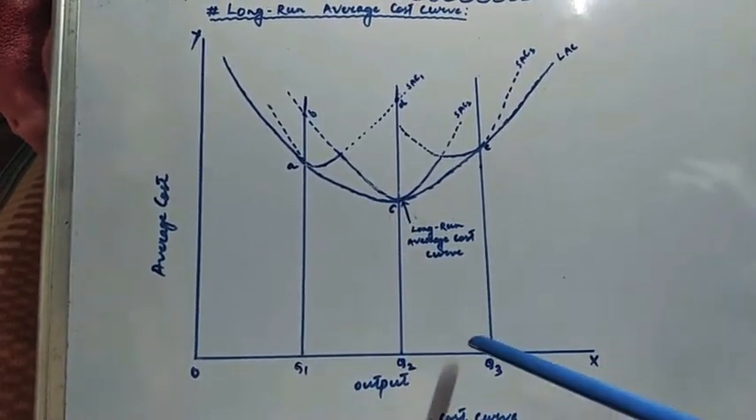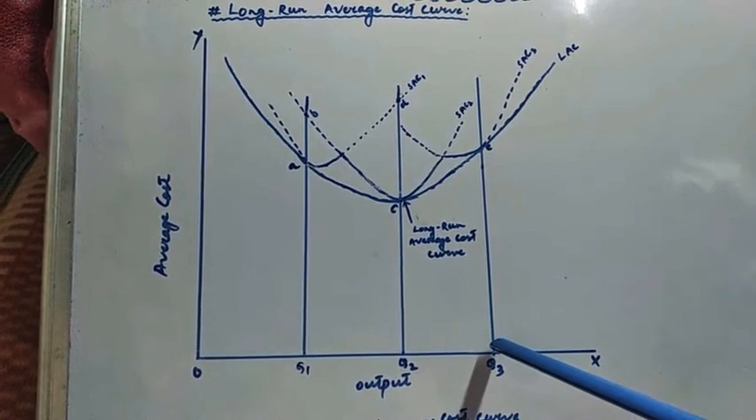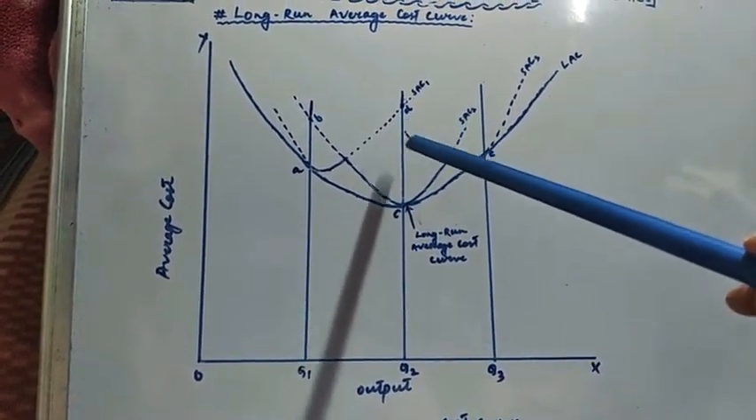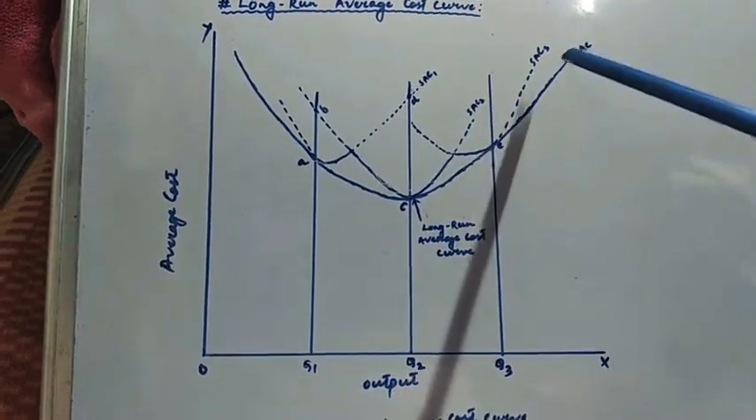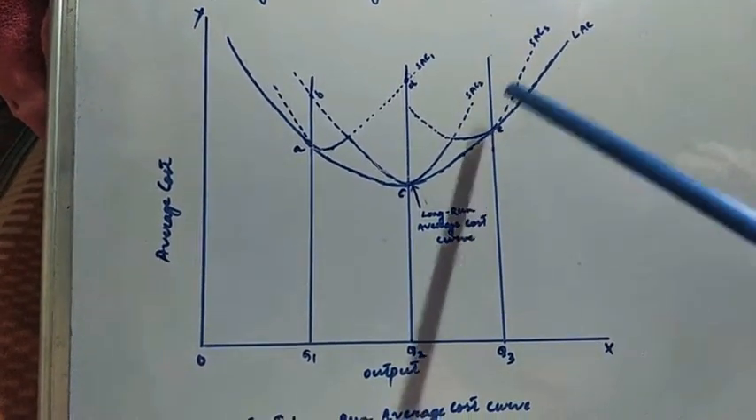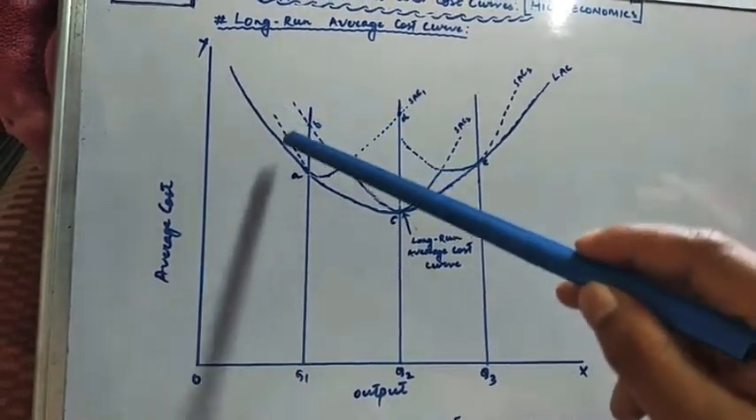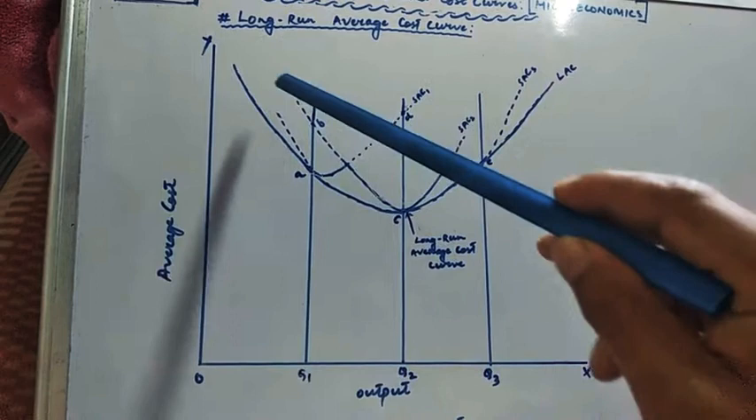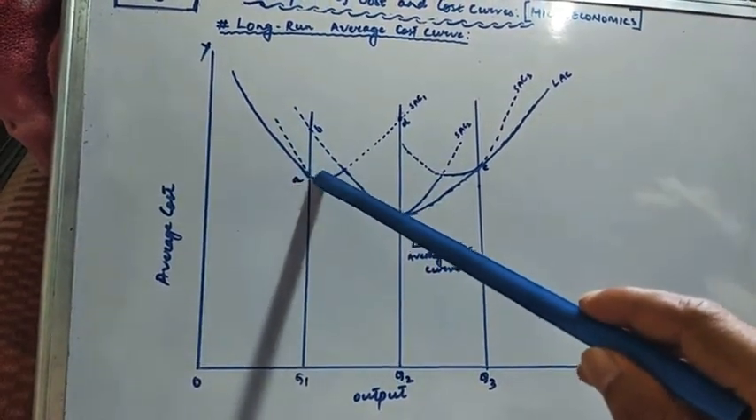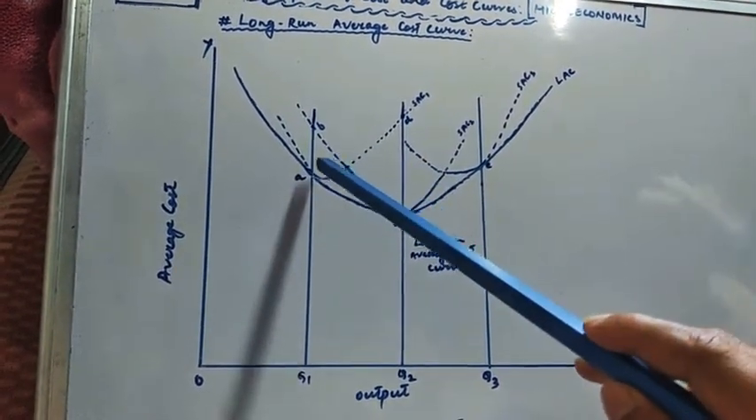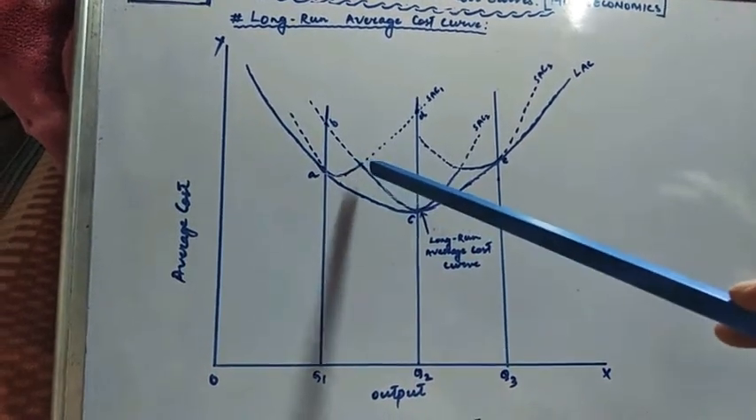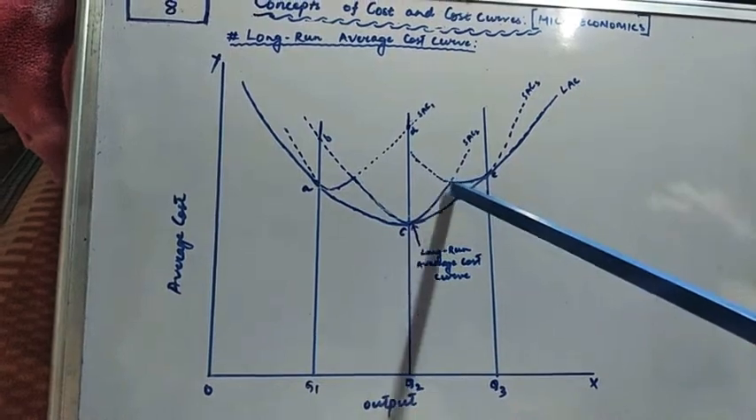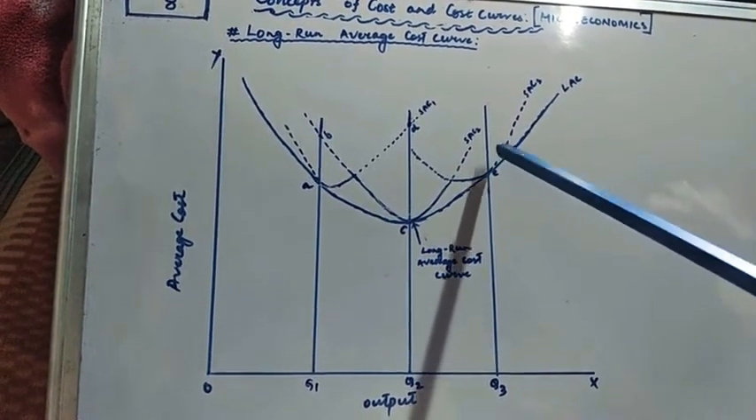And similarly, at OQ3 amount of output, a firm will choose a plant size corresponding to SAC3, and it will operate at point E. And by having all the short run average cost curves, we can derive what is called the long run average cost curve, which is the solid scallop portion. The solid scallop portion is the long run average cost curve.